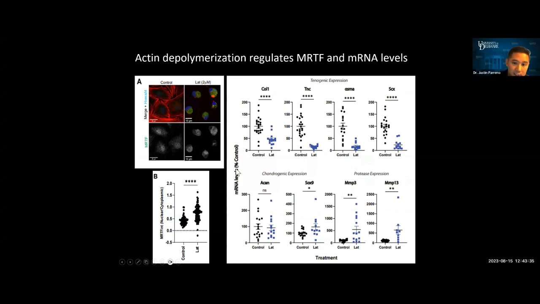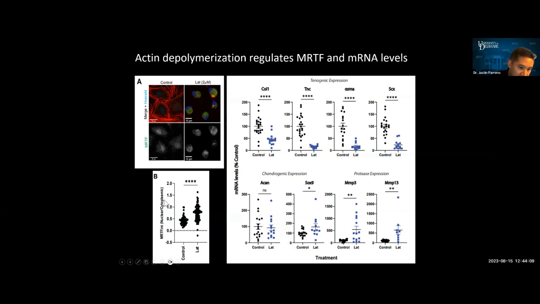So latrunculin binds to monomeric actin and prevents the assembly of F-actin structures, which eventually leads to the net depolymerization of F-actin, resulting in an increase in G-actin, which we would suspect to pull MRTF out of the nucleus of cells. And that's what it did. So you can see here, MRTF is in green. There's more MRTF in the nucleus in this condition as compared to here, where nuclei again are in blue. There's less MRTF in the nuclei here as well as here. So there's nuclear export of MRTF.